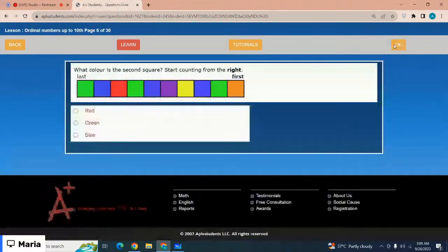What color is the second square? Start counting from the right. Which is the correct option? You have to start from here. The second one is green. So, the correct option is green.